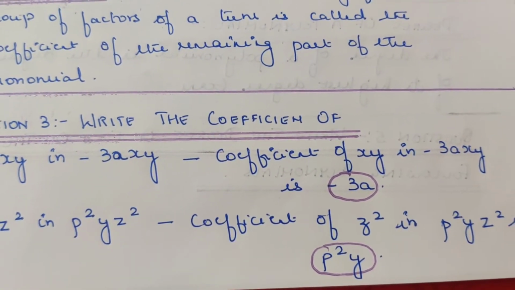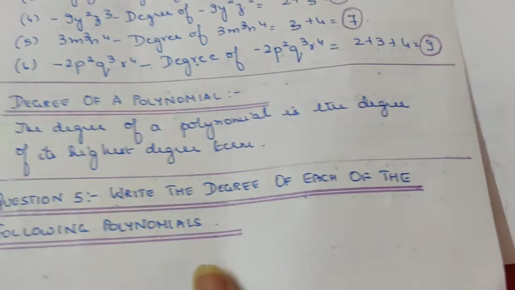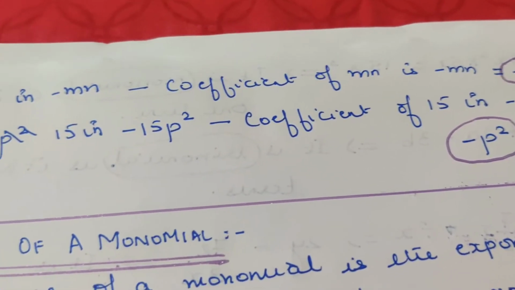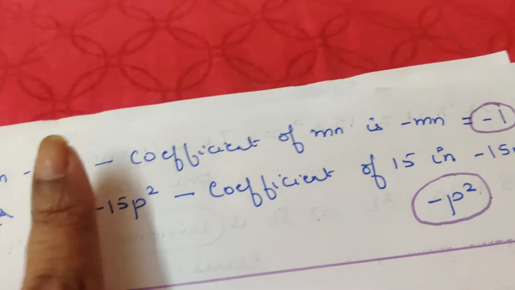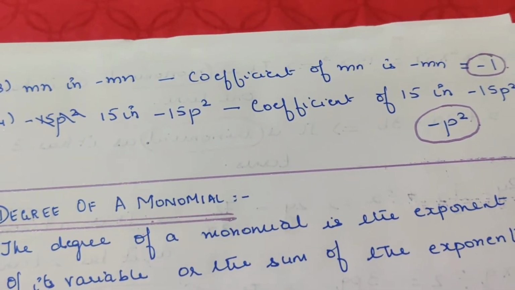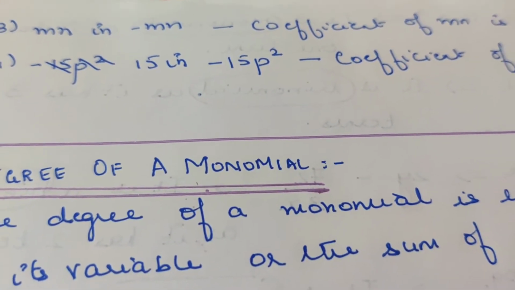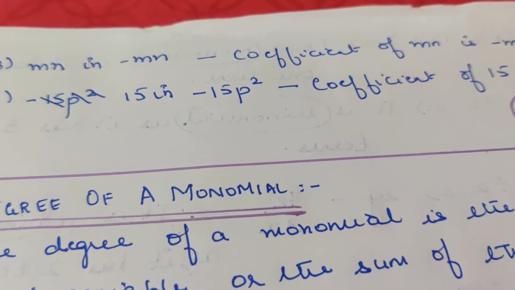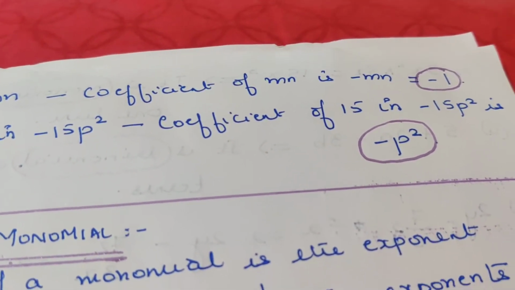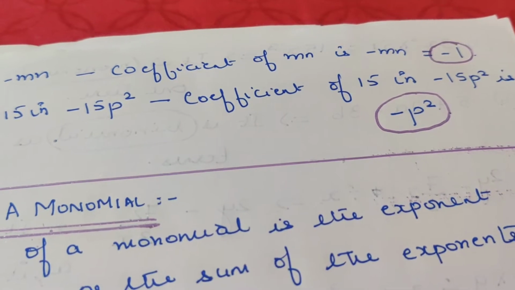Fair enough. I am just pausing for a few seconds. Let's move on to the next one. Mn in minus mn. Coefficient of mn in minus mn will be minus 1. Because if you close this, what do you get? You get minus 1. So, the coefficient of mn is minus 1. Next one, 15 in minus 15p square. So if you remove 15, you get minus p square. Therefore, the coefficient of 15 in minus 15p square is minus p square. Hope you understand.